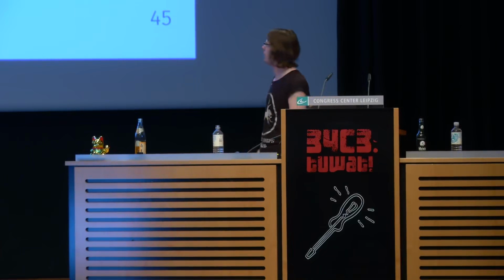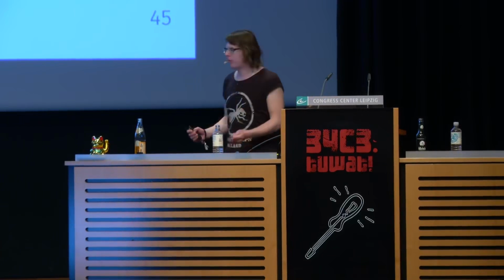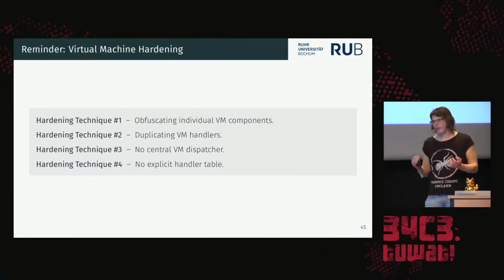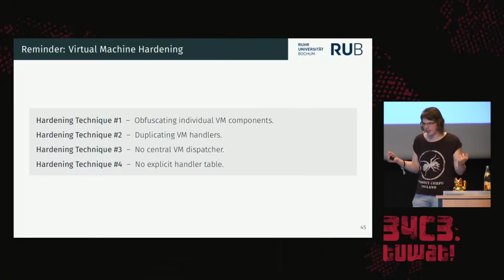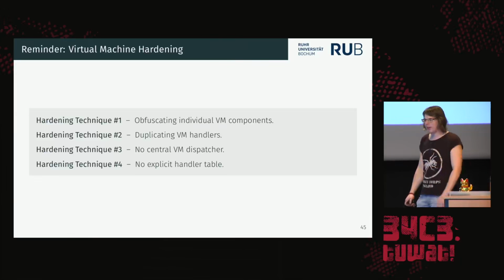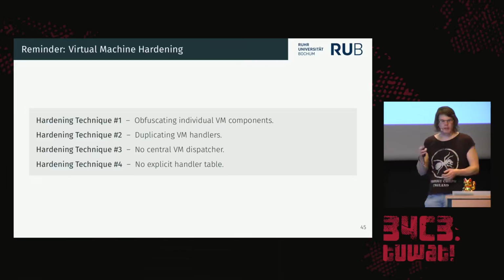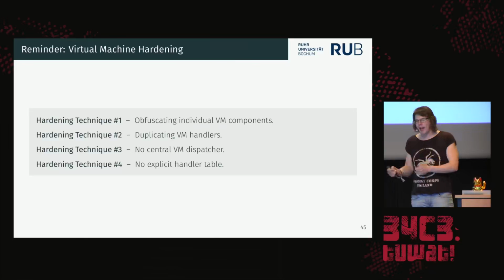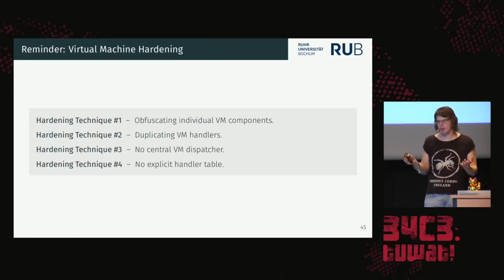So Moritz discussed 4 different hardening techniques, and we will talk about how we can break all of these. The first one was obfuscating the individual VM handlers with more complex obfuscation schemes. Then duplicating handlers and somehow transforming them such that they don't look the same. Then we have no central VM dispatcher, so we don't have a fetch-decode-execute loop. Instead, each handler inlines the calculation of the next handler. And then we don't have any explicit handler table.